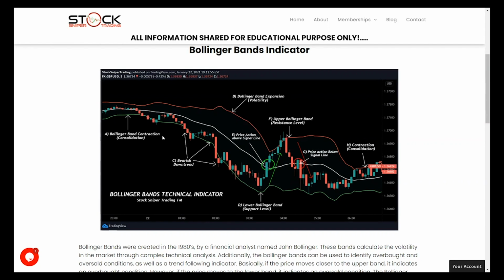So these are Bollinger Bands. When you select them, they have 3 lines, okay? You have your upper Bollinger Band, and you have your lower Bollinger Band, and then you have your middle signal line. So in this diagram, our upper Bollinger Band is red, our lower Bollinger Band is green, and the middle signal line right here is the white line.